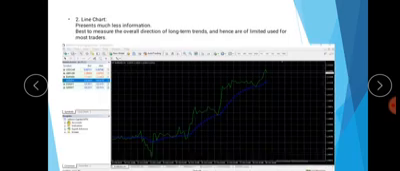This is the line chart. The line chart also does not give us much information, but it is best used in getting to know the overall trend, the direction of the price. It's better used that way. But we now have the third one, which we call the candlestick chart.